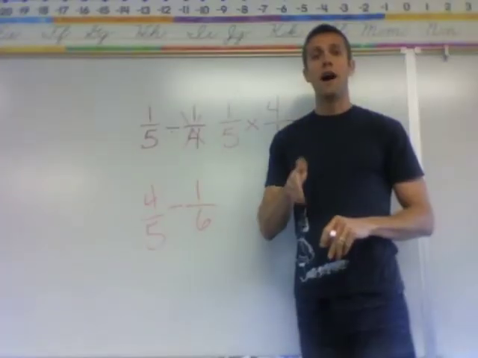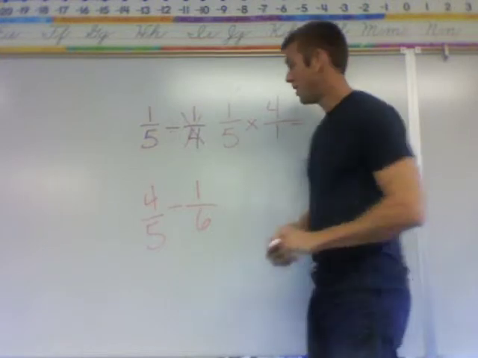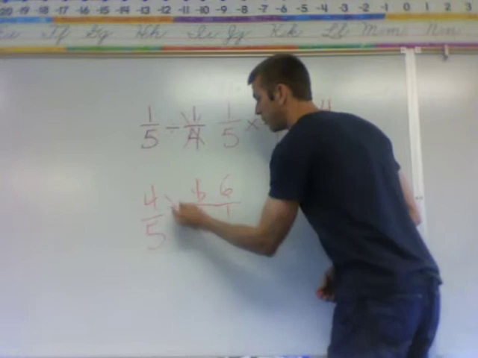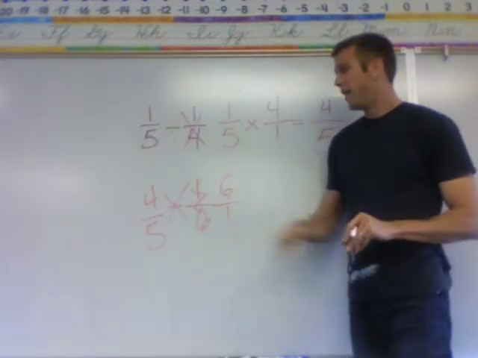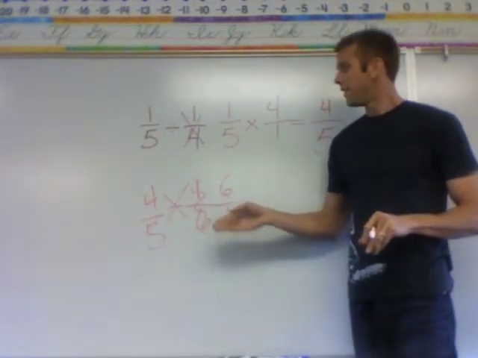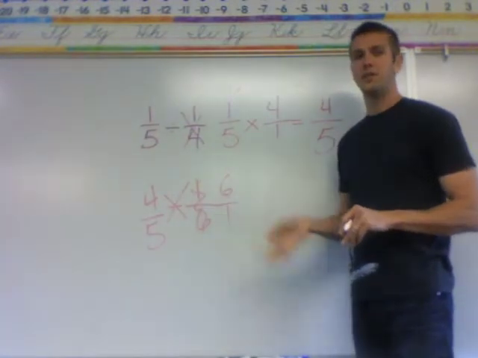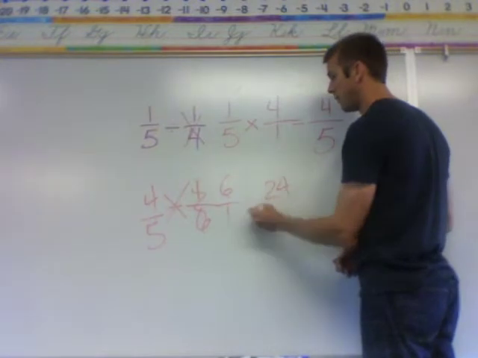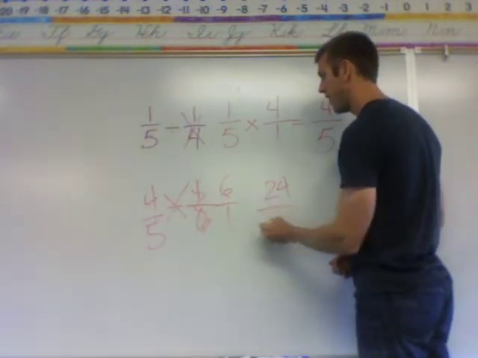We don't divide fractions in this class. We flip and multiply. So this is not 4/5 divided by a 1/6. This is 4/5 times 6/1. Multiply straight across. 4 times 6 is 24. 5 times 1 is 5.